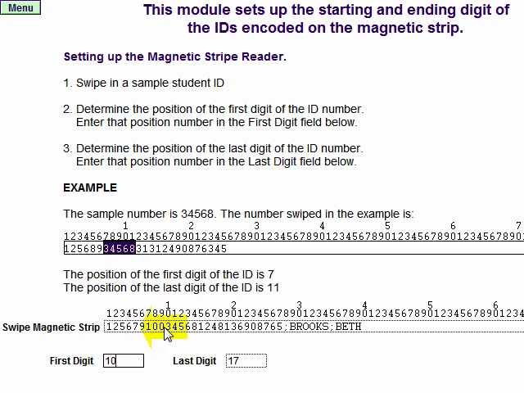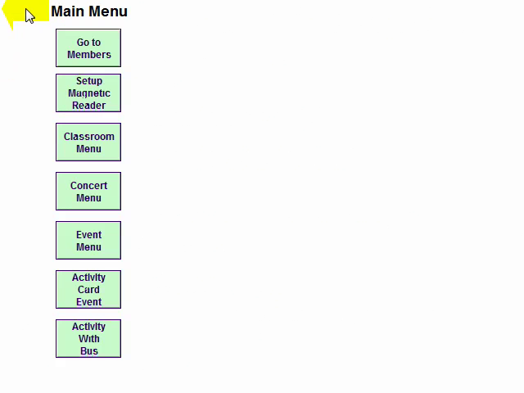We then determine that the position of the last digit of the ID number is in position 14, and so we enter 14 in the last digit field. These numbers are used to identify the student number in the swiped ID stripe. We now go back to the main menu by pressing the Menu button at the top of the screen. We are now back at the main menu.